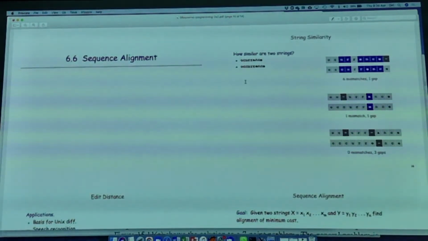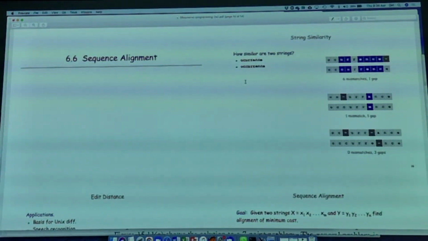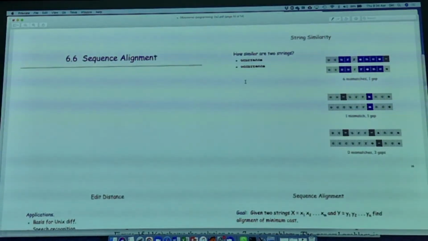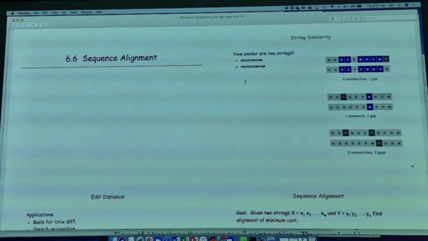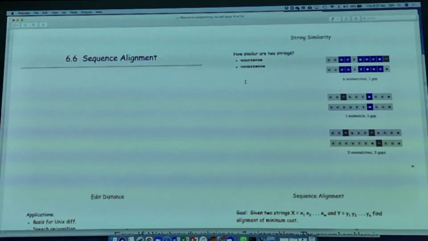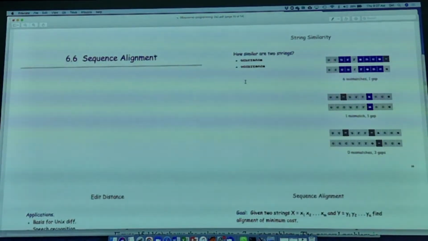So is this like the reverse LCS? It's not quite the reverse LCS. In fact, it's a very general LCS, because in LCS, you just don't allow mismatches, right? Here you're saying some mismatches are better than others.